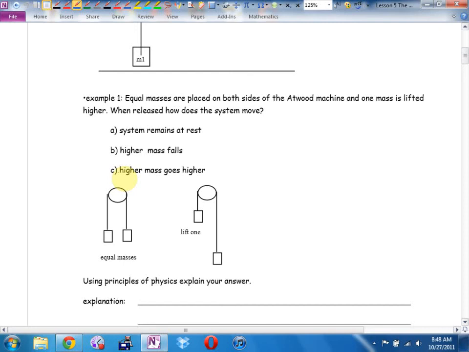Ready? Who says A? The system remains at rest. 1, 2, 3, 4, 5, 6, 7, 8, 9, 10. Who says B? The higher mass falls down. 1, 2, 3, 4, 5, 6. Who says C? The higher mass goes up. 1, 2, 3.